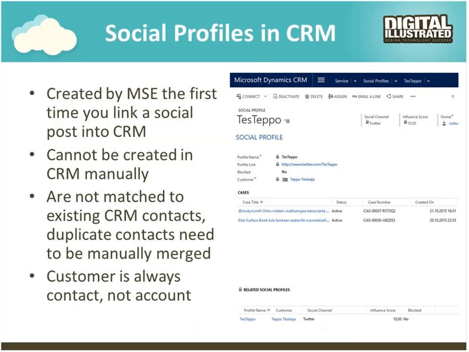And then the social profiles. This was a feature that was brought into the CRM data model already earlier on, but before there wasn't really a way to actually populate the data. So now this will work so that whenever we track a post from a new social profile, the first time we track a post from them in MSE, then a corresponding social profile record will be populated in CRM.